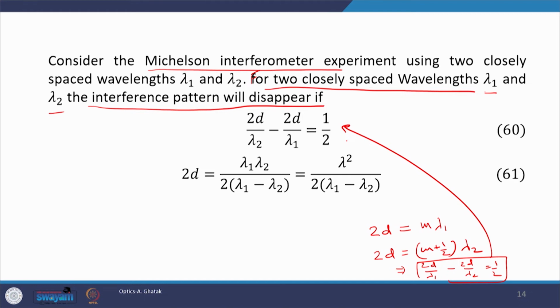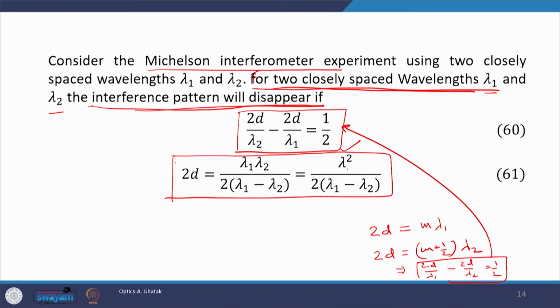For normal incidence and two wavelengths, if the maxima of one fall on the successive minima of the other, you will have this condition, and you will not see any fringe pattern. So for two closely spaced wavelengths, the interference pattern disappears if this relation holds. From here we can get an expression for the path length difference, which depends on the wavelength and on their separation. Since lambda 1 and lambda 2 are very close, we can replace lambda 1 times lambda 2 with lambda square, where lambda is the average of lambda 1 and lambda 2.